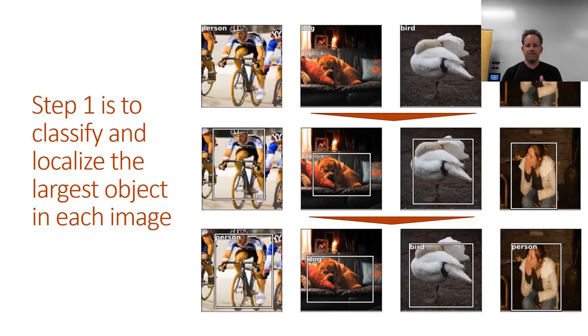So let me describe stage one. And stage one is actually going to be surprisingly straightforward. We're going to start at the top and work down. We're going to start out by classifying the largest object in each image. So we're going to try and say person. Actually, this one is wrong. Dog is not the largest object. Sofa is the largest object. All right, so here's an example of a misclassified one. Bird, correct. Person, correct.